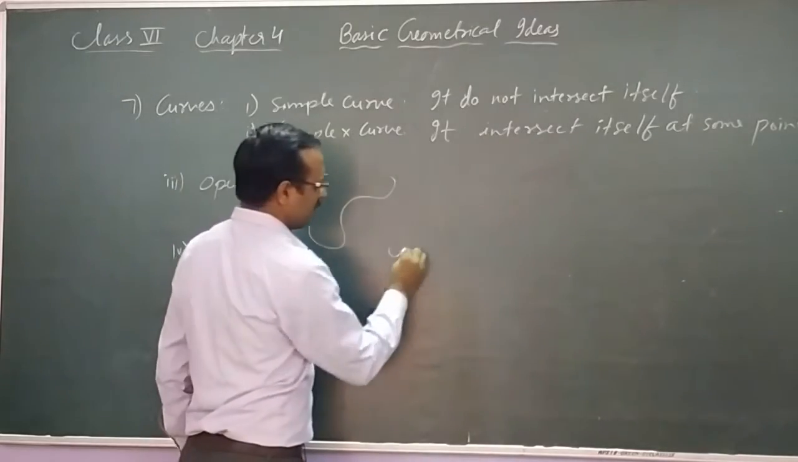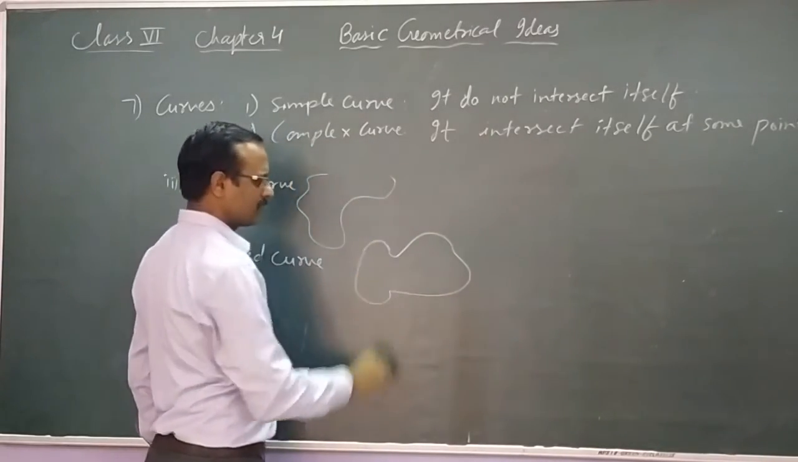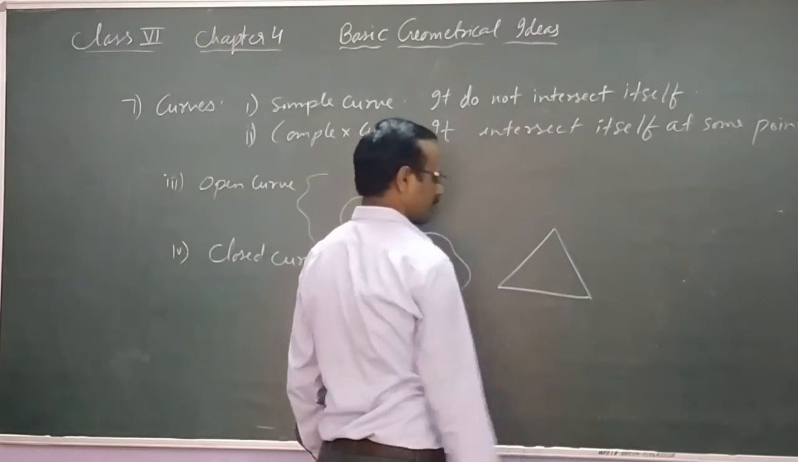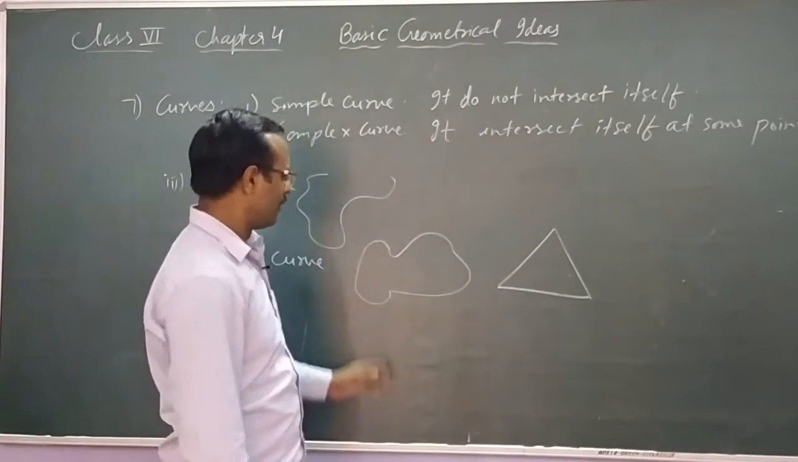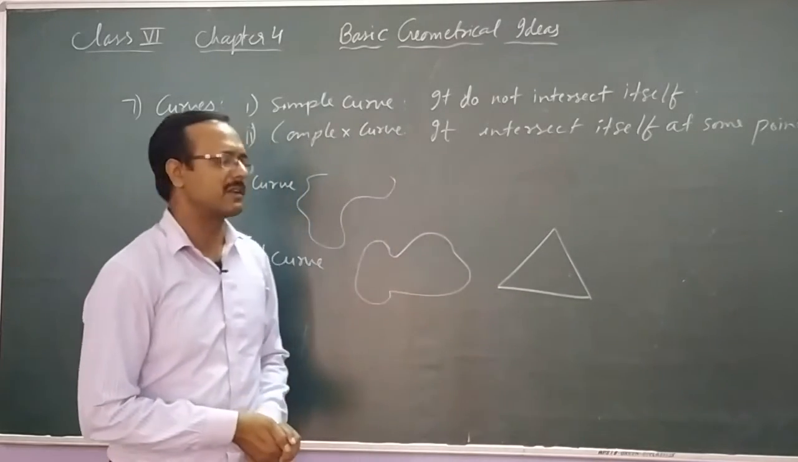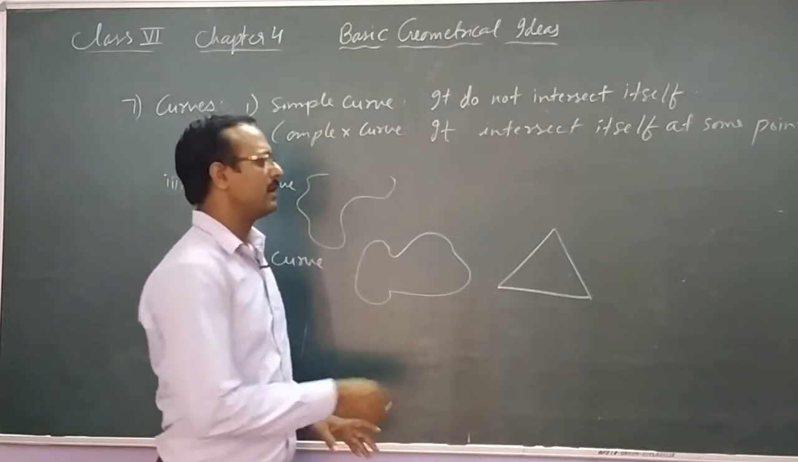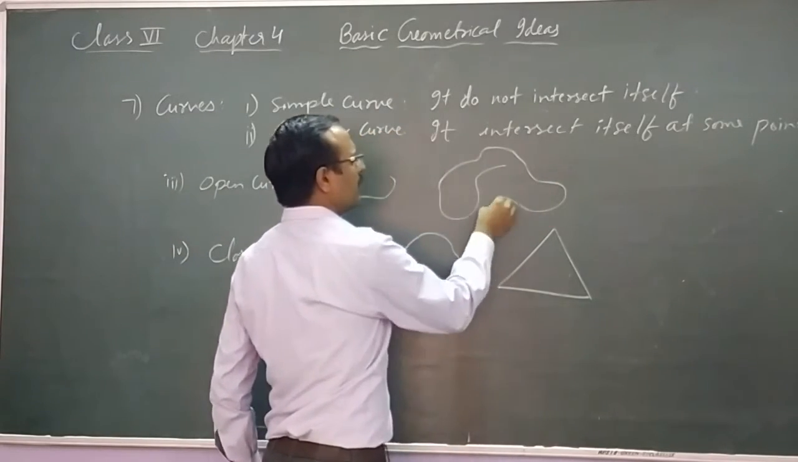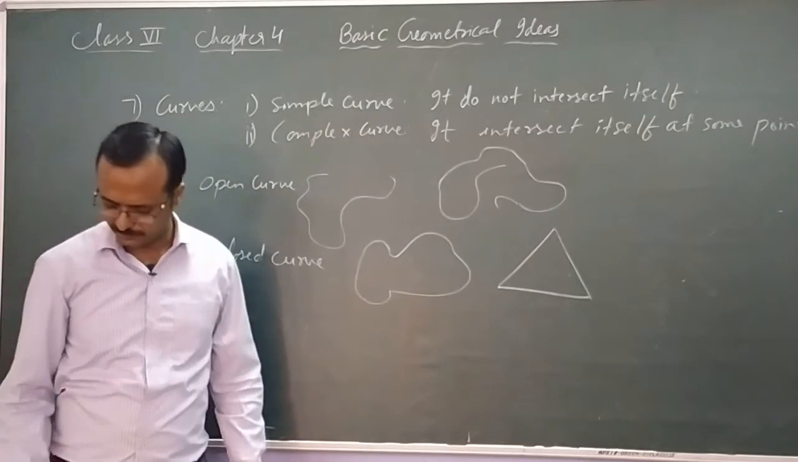A closed curve will be closing a boundary like this. You have seen many times triangles, these are also closed curves. So all the shapes which have a closed boundary will be called a closed curve. If any shape does not have a closed boundary, it will be called an open curve.